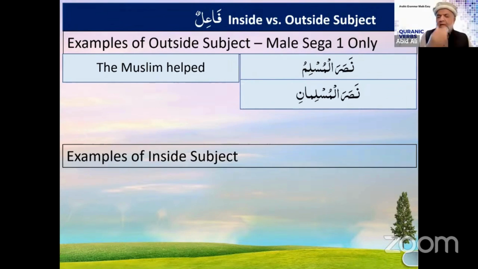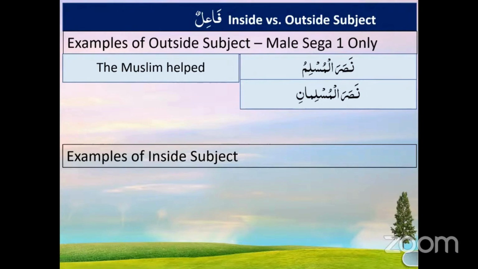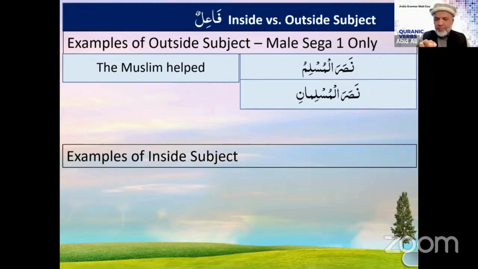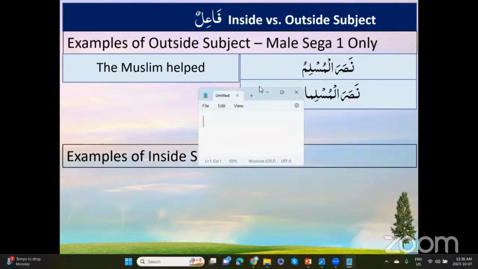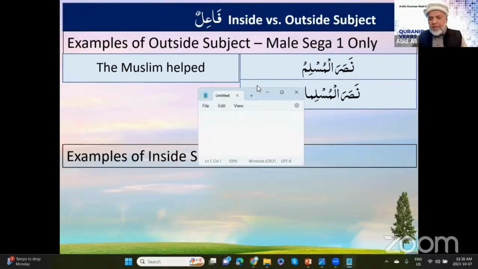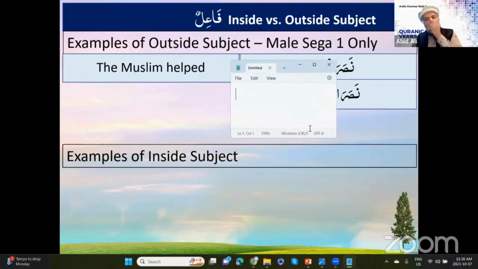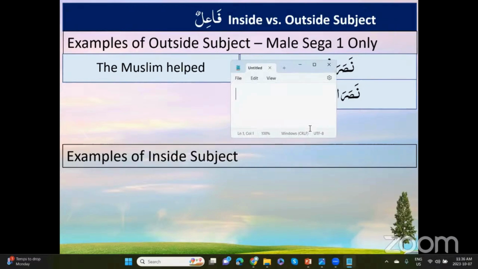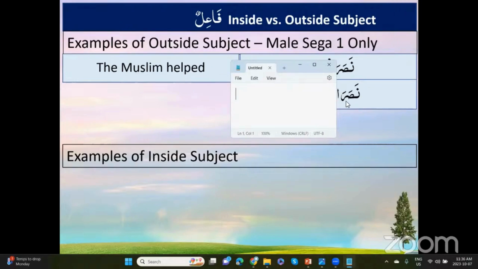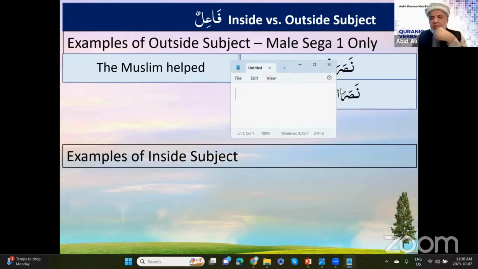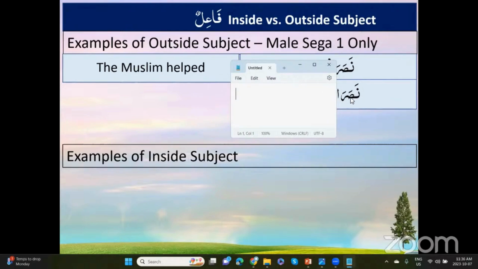Now, when I say al-Muslimani, how many Muslims are we talking about? Two. Are they still Rafa? Yes. If I say Nasara, what does that mean? He helped. Nasara, there is that alif, the two of them, two males helped. So the Huma is inside, the Huma is inside the file.